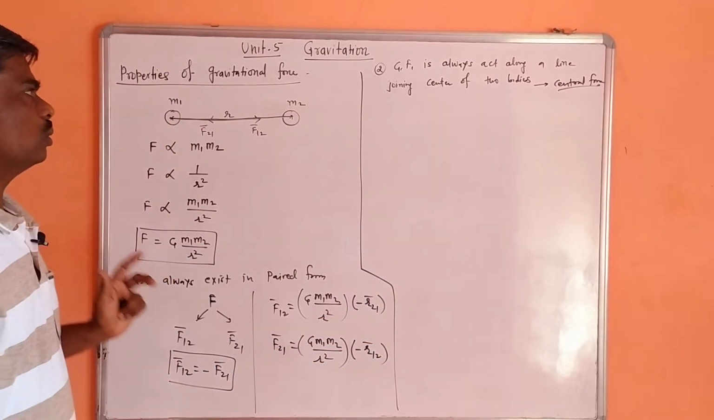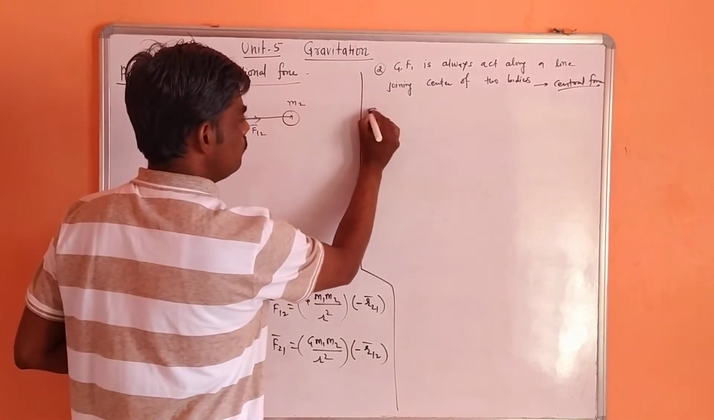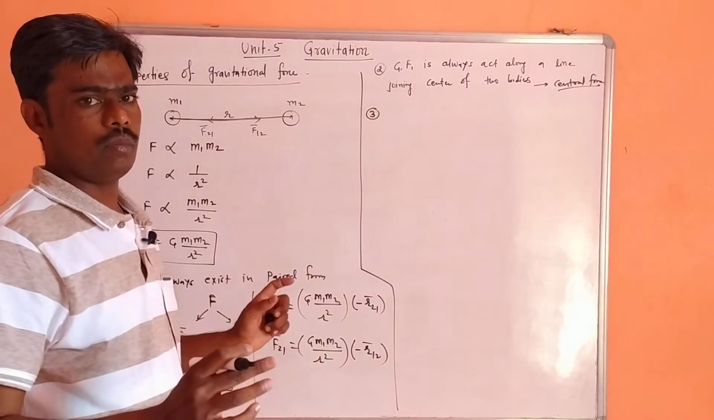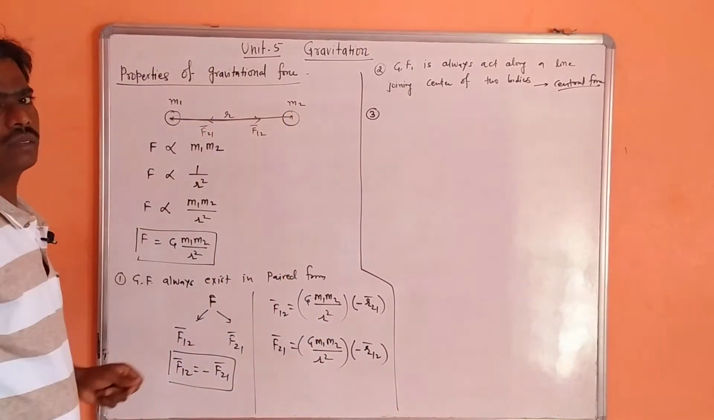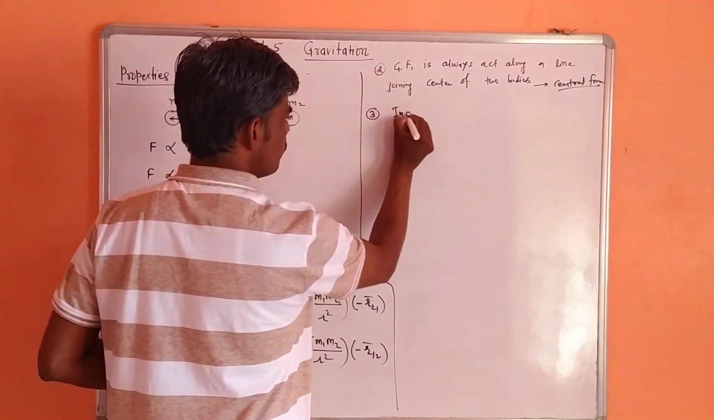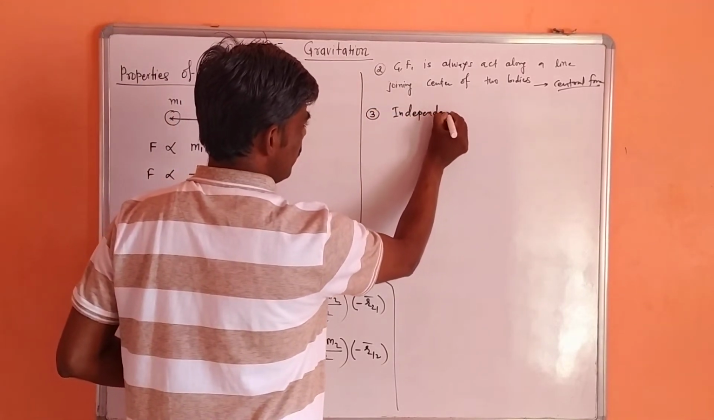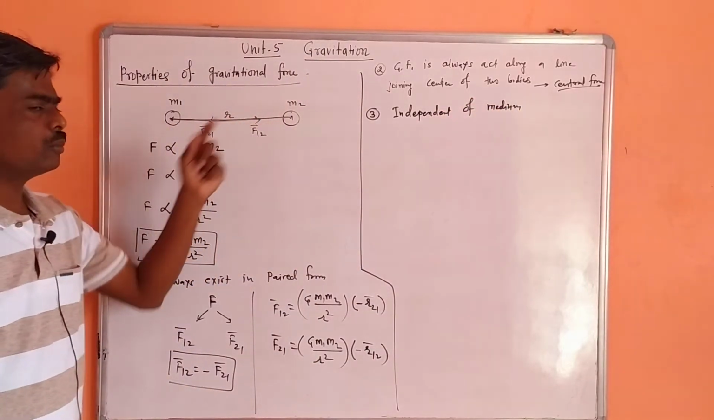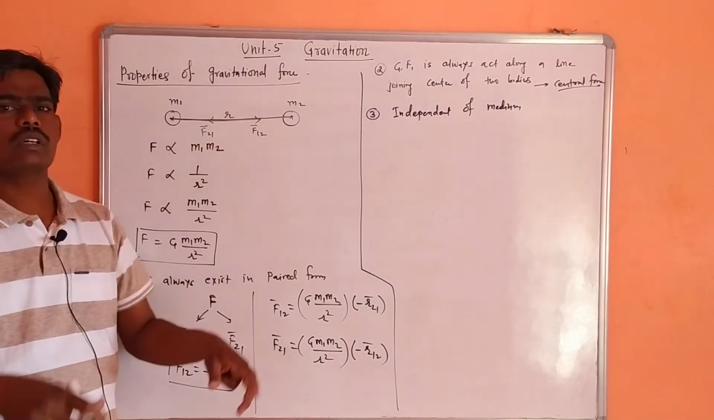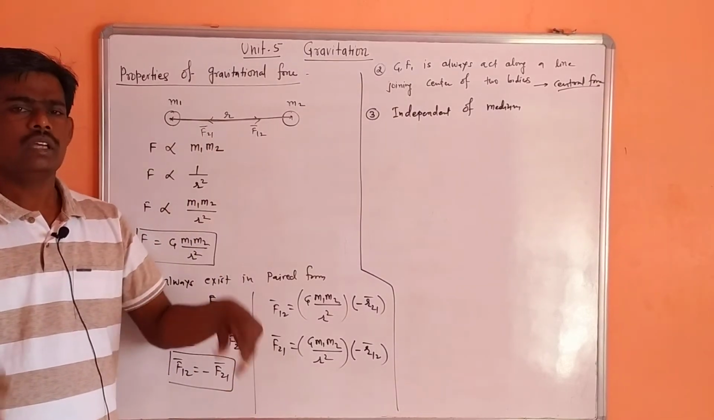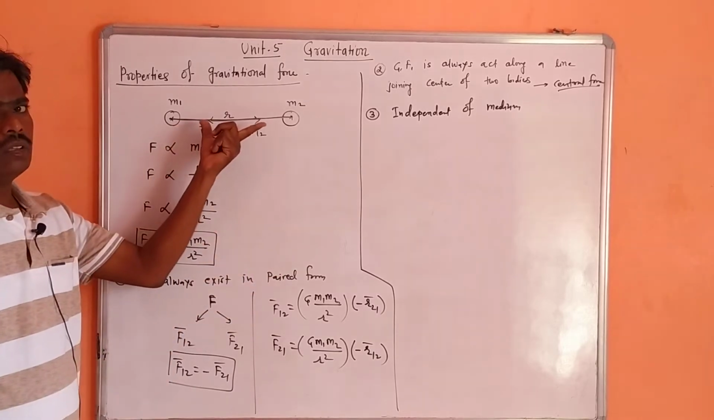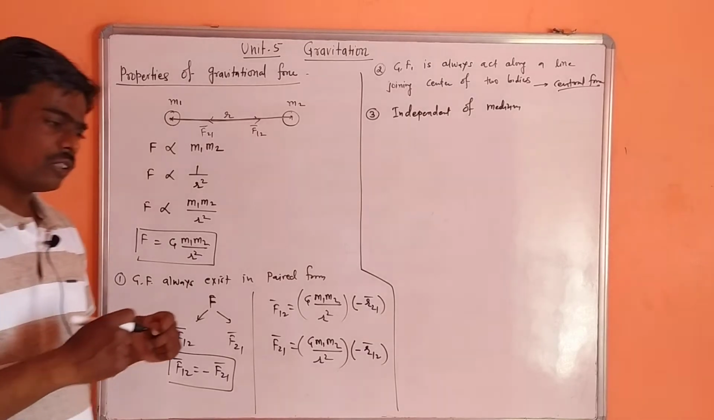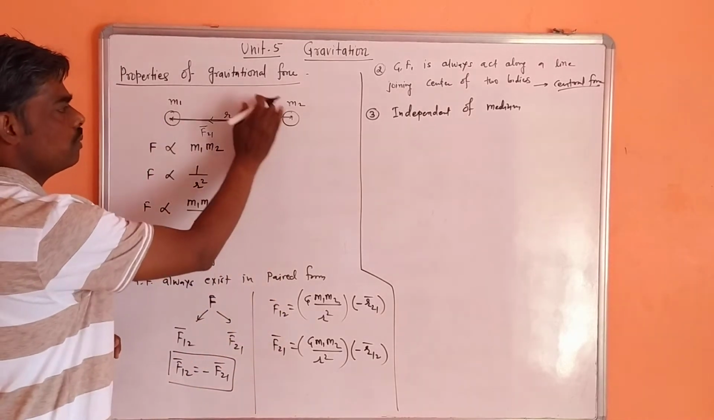So, the third property: gravitational force is independent of the medium between two masses. These two bodies, m1, m2, if they are immersed in water, in alcohol, in air, in ethanol, anywhere, there will be no effect on its magnitude. Gravitational force remains as it is, whatever may be the medium present between these two bodies.